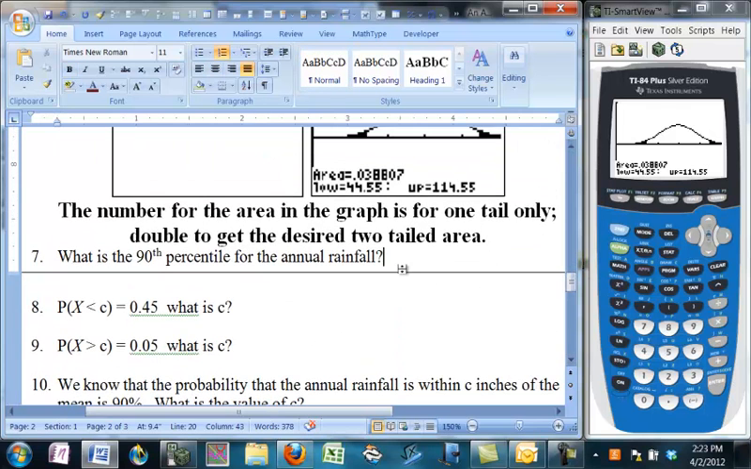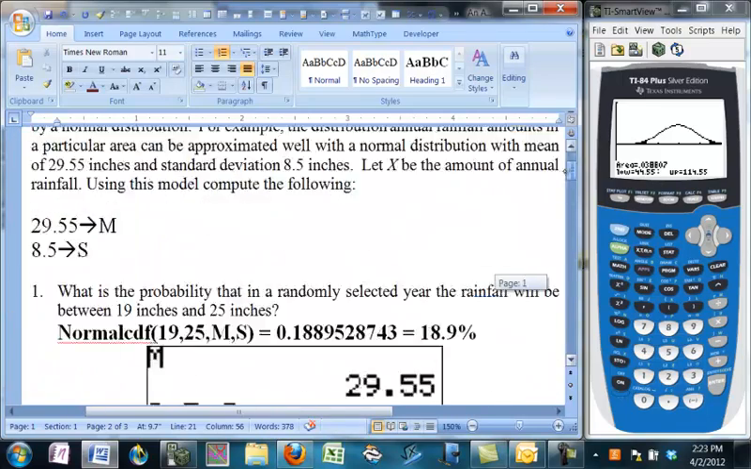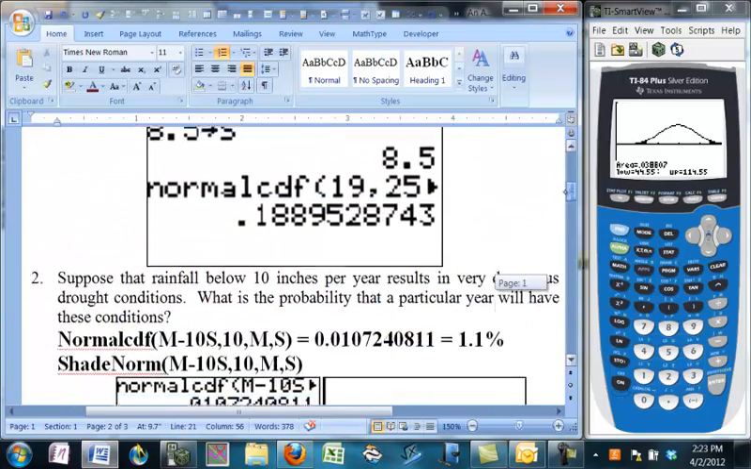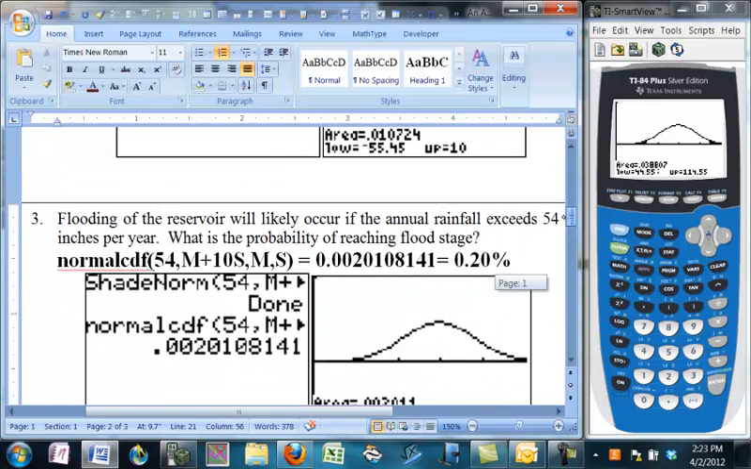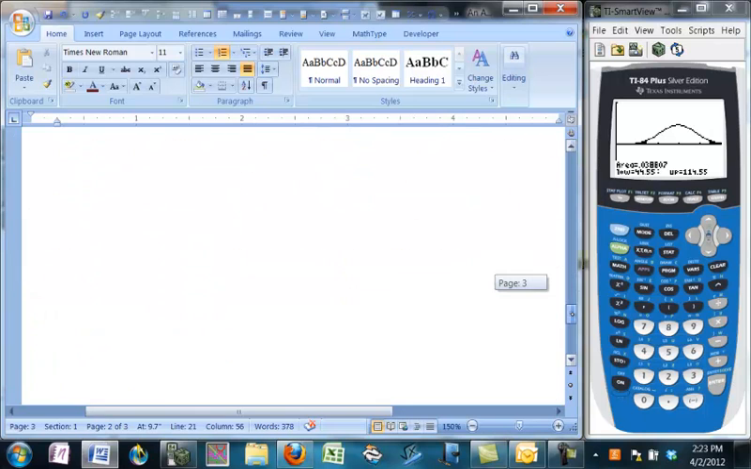What's the 90th percentile for rainfall? Okay, so up to this point, the first 6 are doing probabilities. Notice we use shade norm if we want to draw it, and normal CDF if we just want to compute it.